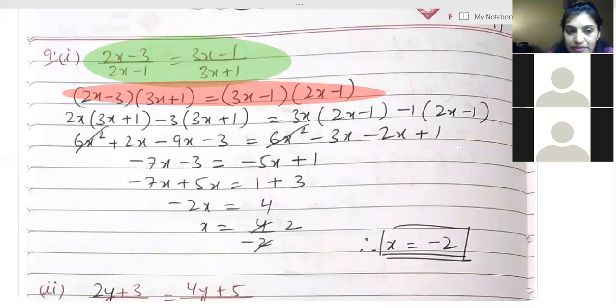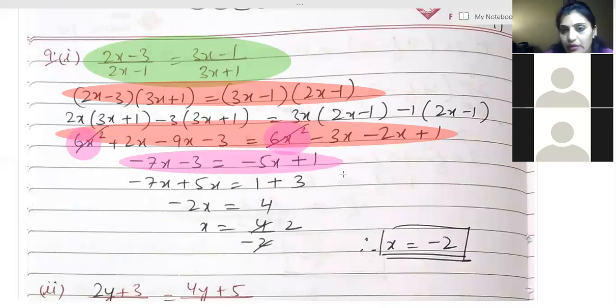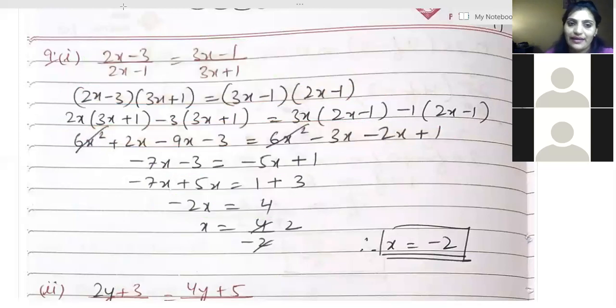Here, if you look carefully, you are getting 6x square on both the sides. So that 6x square will be cut off. So I am left with minus 7x minus 3 is equal to minus 5x plus 1. Okay, beta. After solving the equation, I am getting minus 2x is equal to 4, which means x is equal to minus 2. Clear? Yes, ma'am. Okay. Now the next question.